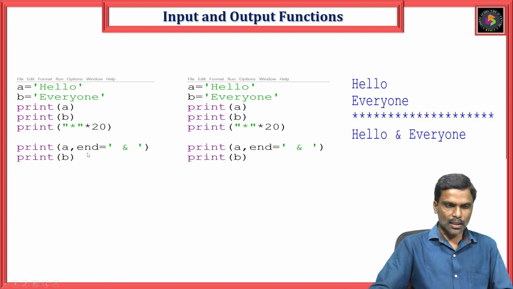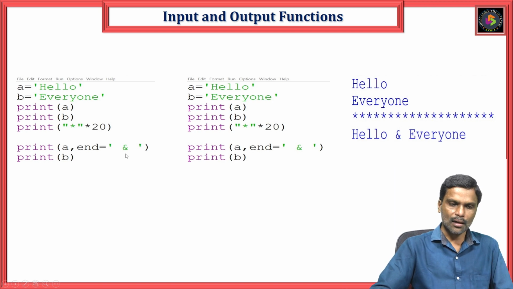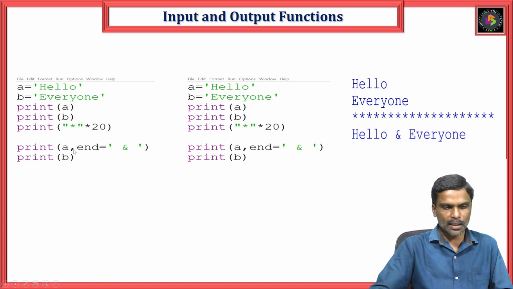Then print A and ampersand. That means in this one, the output will be hello, then the ampersand symbol. For example, if you want to replace this ampersand with a dollar, simply write the same sep in single quotes, and in that you can write the dollar symbol. Then your output will be hello dollar. Then next print, I took B, which is the string everyone. Totally I will get hello everyone.